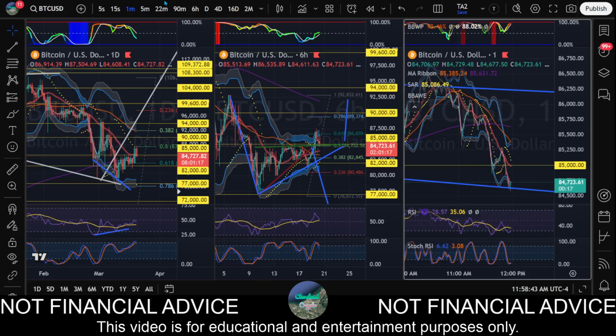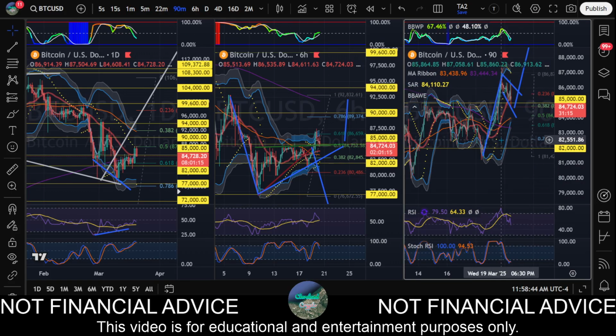But let's go back to the 90. But, you know, we could still see some downside down to that golden pocket retracement here around 82.5 all the way up to 83.5.